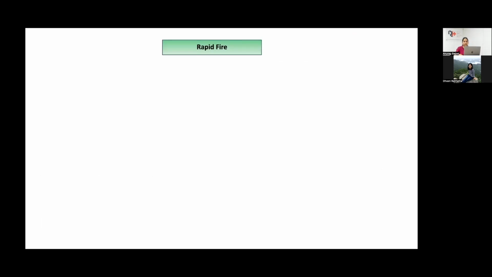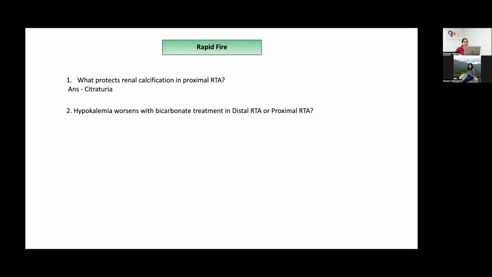So this is a rapid fire. These are one-liners, and you have to respond very quickly here. What protects against renal calcification in proximal RTA? Citrate. Okay, it's citraturia. Definitely it's citraturia. Does the hypokalemia worsen with bicarbonate treatment in distal RTA or proximal RTA?